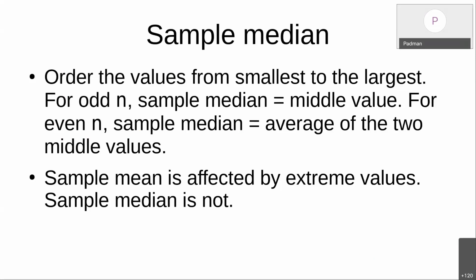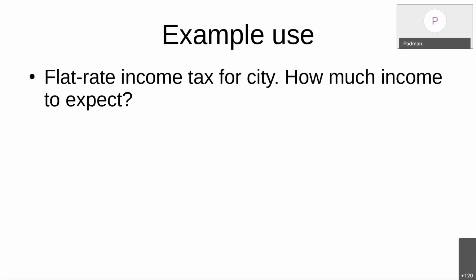So we are talking about, like I said, sample median, right? So you know the difference between mean and median. So now when do you want to use mean and when do you want to use median? For example, I'll give you an example. Suppose in a city you want to apply some income tax rule. You're going to have a rate of income tax rule. So how much income should the city expect?